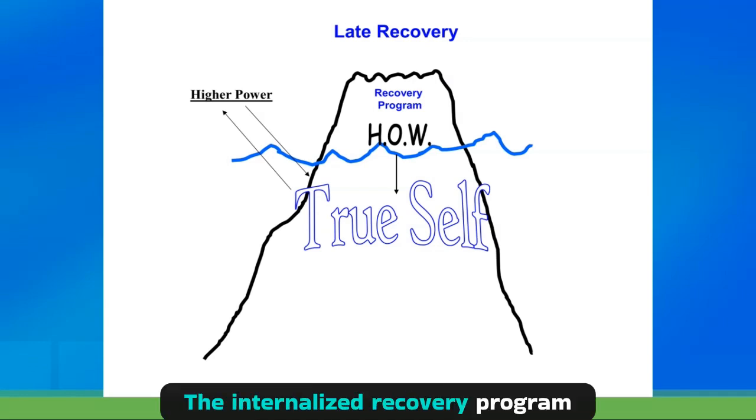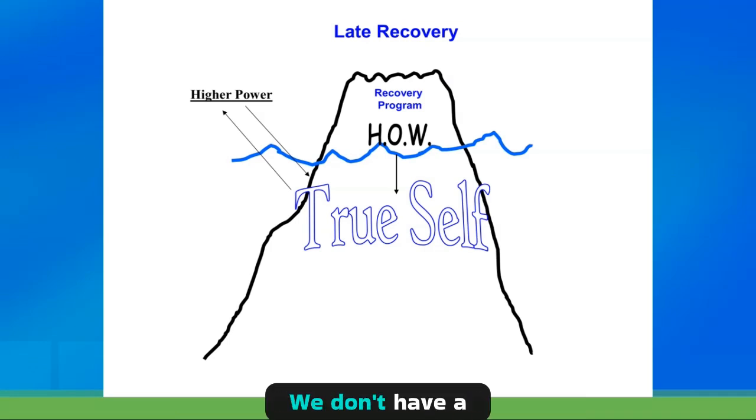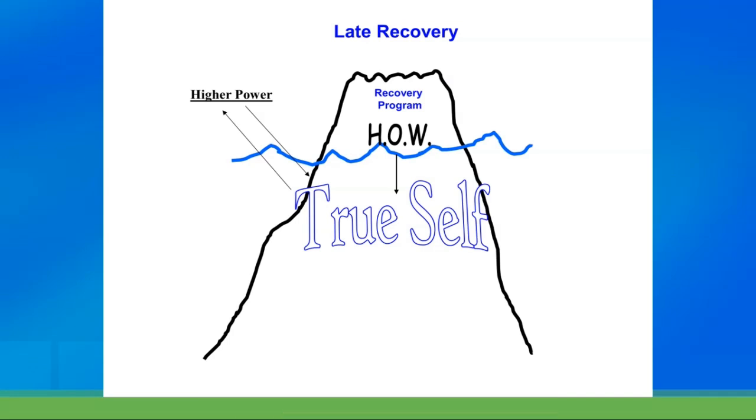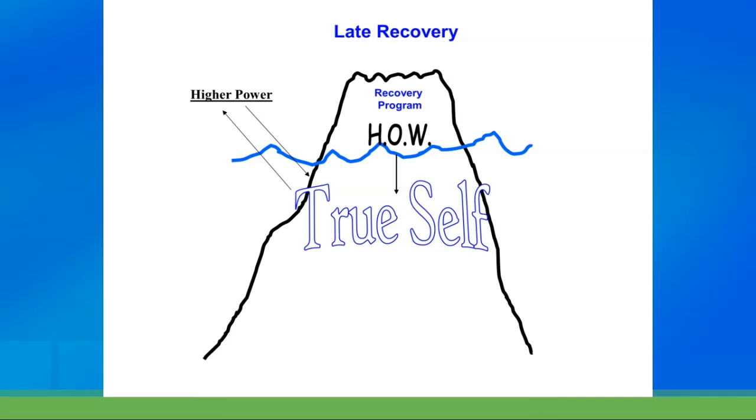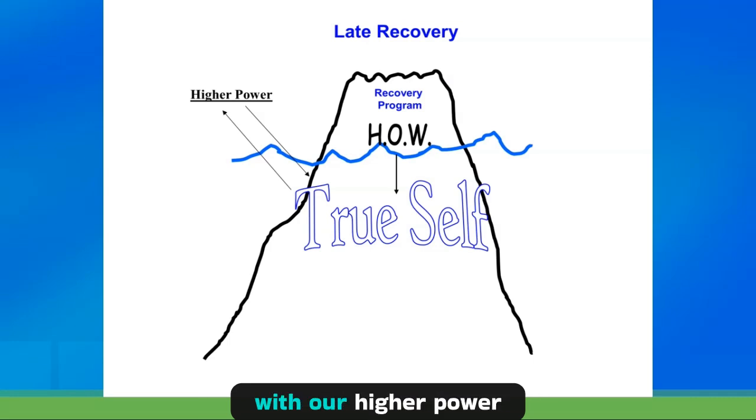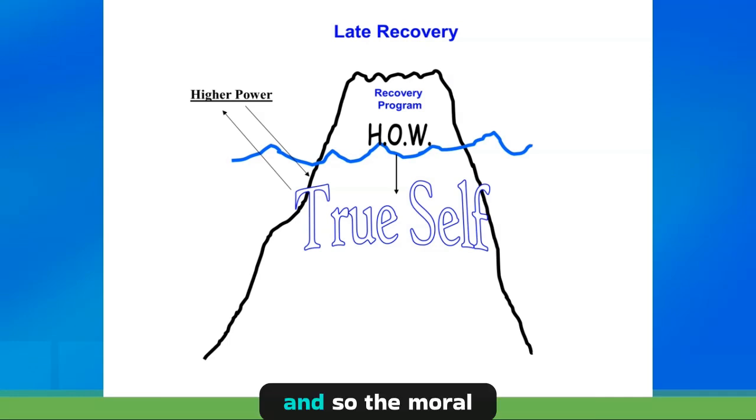The internalized recovery program remains, the honesty, openness, and willingness, directed inward. We don't have a need for comfort and relief from the outside. We don't have a need to wear a mask or control other people's impressions of us. We don't have anything to cover up anymore because we've connected with our true self, and that radiates outward and connects with our higher power, and we find life as it's meant to be, enriching, rewarding, with purpose, productivity, and meaning.